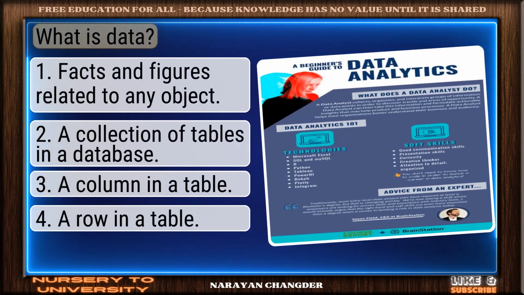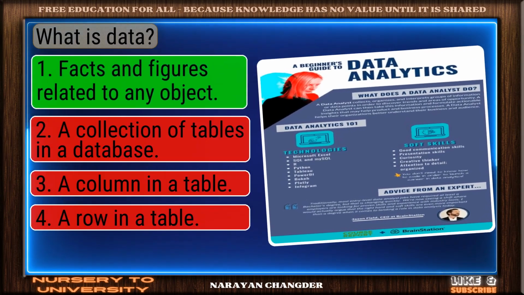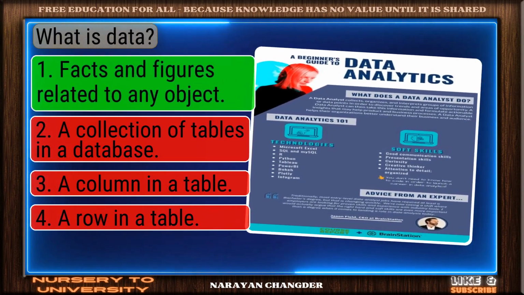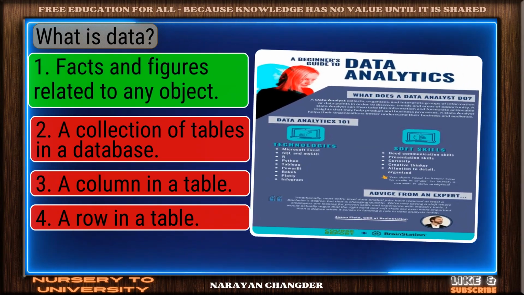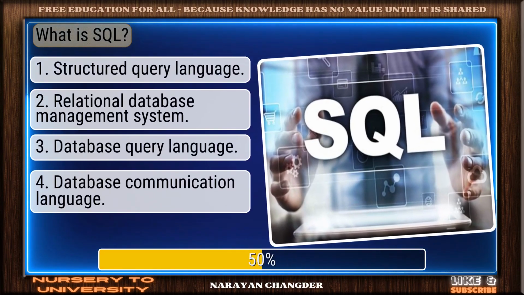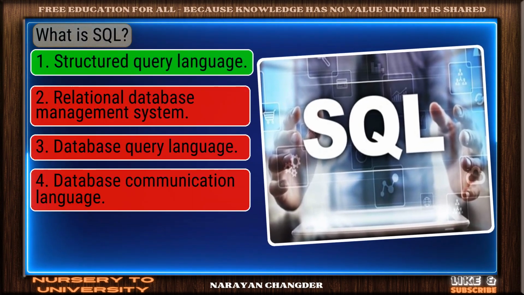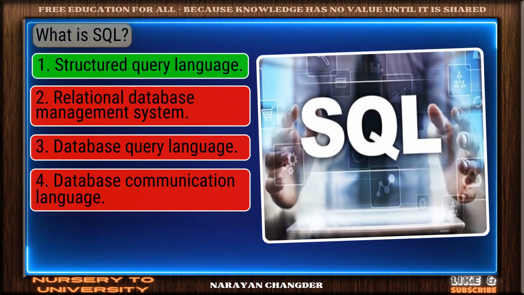Question number 79. What is data? Perfect. Facts and figures related to any object is the correct choice. Question number 80. What is SQL? Well done. Structured query language is the right choice.